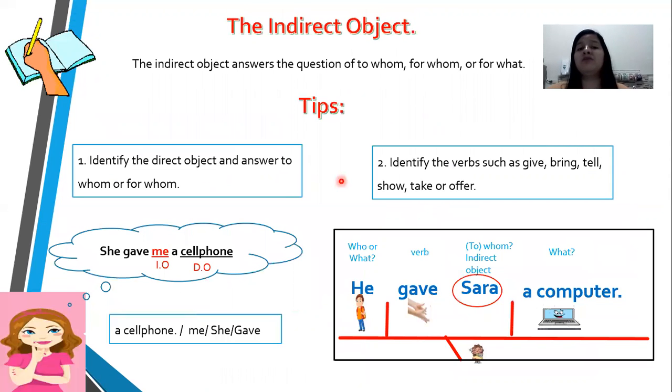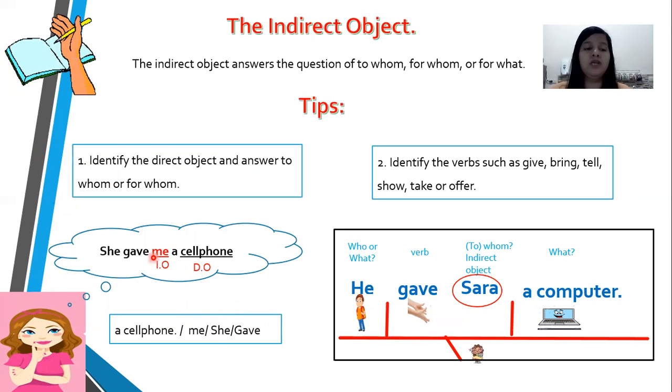Next, the indirect object. The indirect object answers the questions of to whom or for whom. Tips. The first, identify the direct object and answer to whom or for whom. Teachers can use unscrambled sentences to teach students to identify the structure and the indirect object in a sentence. Through this, students can put the words in order and answer to whom or for whom the action of the verb is done, and who received the direct object.